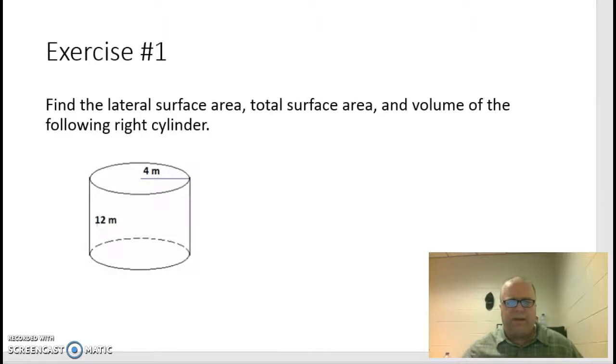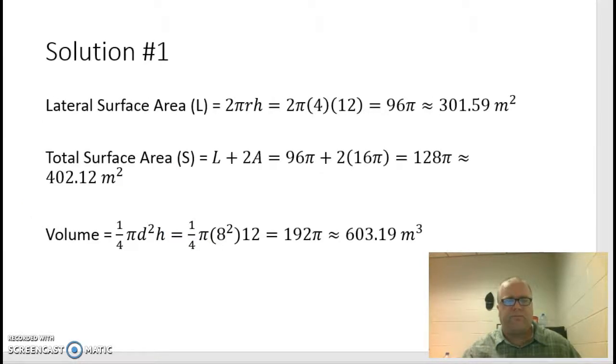So example 1, let's find the lateral surface area, total surface area, and volume of this right cylinder. The only information that it gives us is the altitude or height, which is 12 meters, and the radius of the base, which is 4 meters.